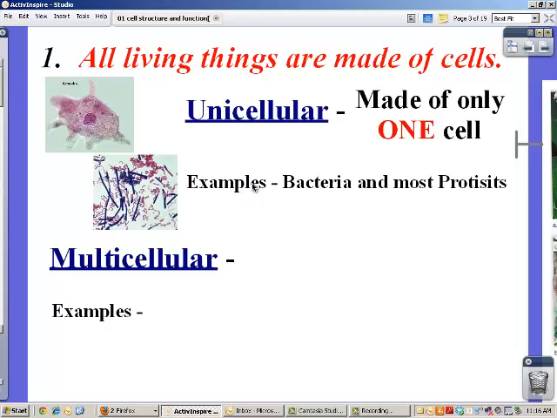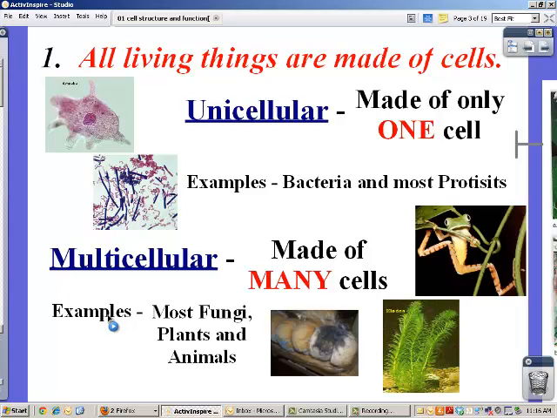The next one would be multicellular. So multicellular organisms, of course, are made out of many, many cells. And really good examples of those would be fungus, plants, animals, us, of course, we're part of the animal kingdom, but this is what we mean by multicellular organisms.